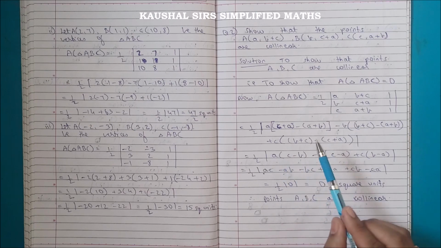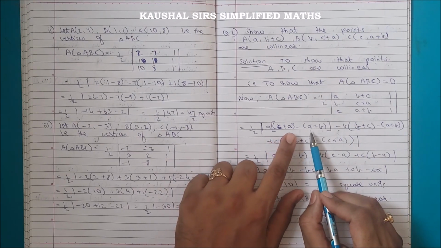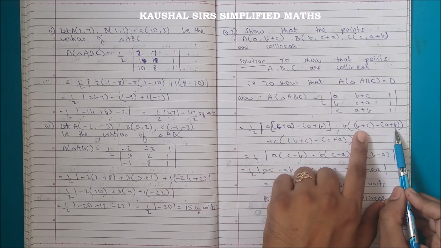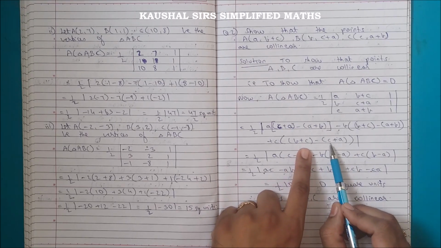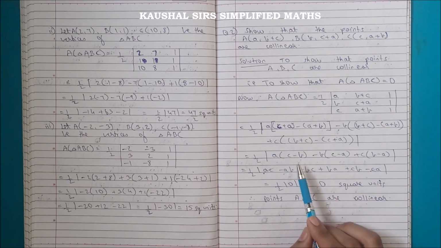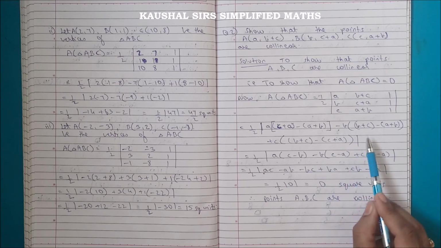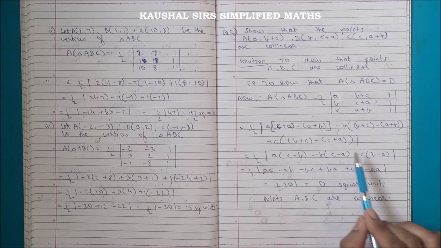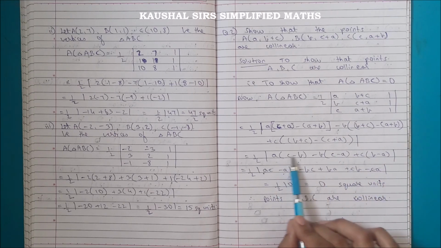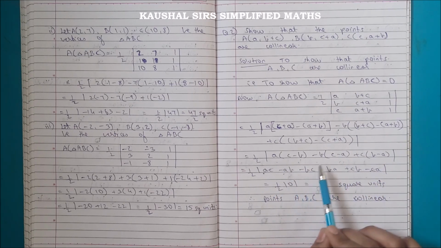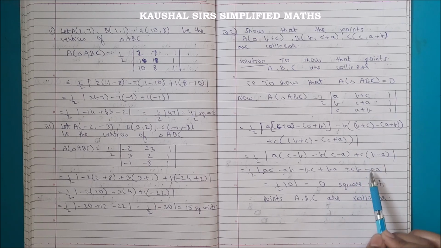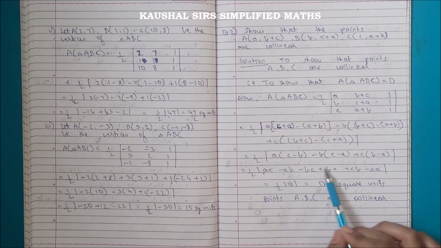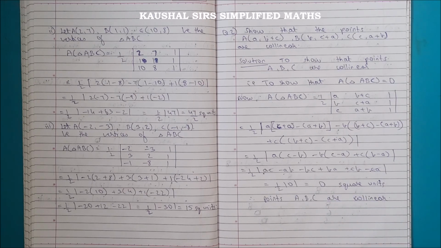Okay, so now if you simplify, look, whenever the bracket opens, a and a get cancelled, b and b get cancelled and c and c get cancelled, so you are left with a into c minus b minus b into, here c minus a will be left, then plus c into, you get b minus a. Okay, and if you open the bracket, you get ac minus ab minus bc plus ba plus cb minus ca. All terms will cancel and you get 0/2 which is 0 square units. Therefore the points a, b, c are collinear.